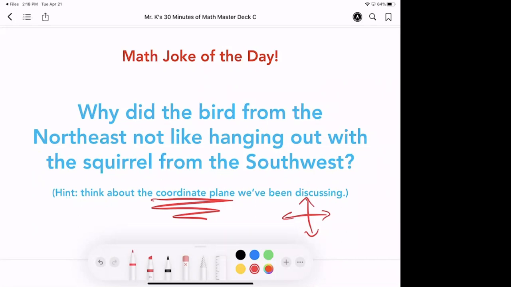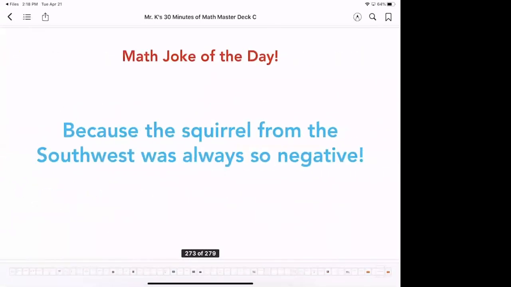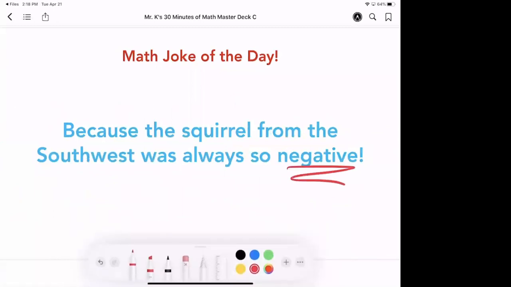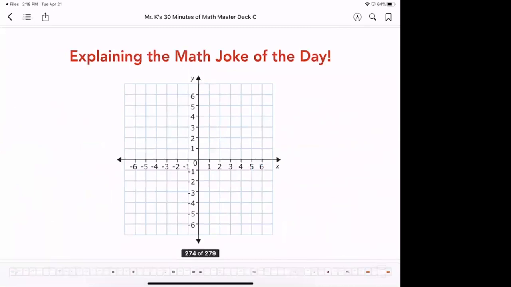Okay, we got some cool answers. They don't add up. They were opposites. It's negative maybe. Let's see. Because the squirrel from the southwest was always so negative. Very good. We had a couple of folks who came up with that, but I also like opposites. That works too. Let me do a little bit of explaining in case anyone didn't quite follow that one, and that is no problem.